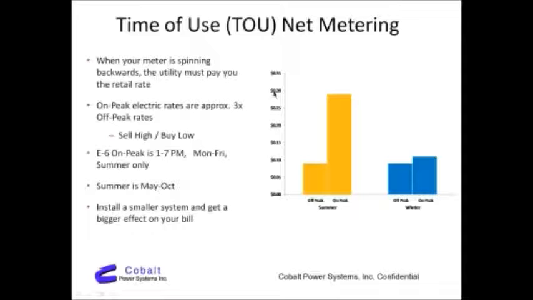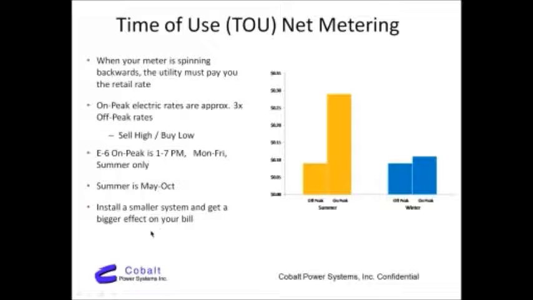And in fact, if your meter spins backwards, which it will most afternoons, they're going to pay you the high rate. When your meter's spinning backwards, the utility must pay you the retail rate. That's California law. And then furthermore, at nighttime when you don't have any sunlight and you're buying power from PG&E, you're buying really cheap electricity. So you literally sell high and buy low. And this gives you a great, what I call magnification effect, which you'll see in a minute, where you can put in a smaller system and have a bigger effect on your bill.